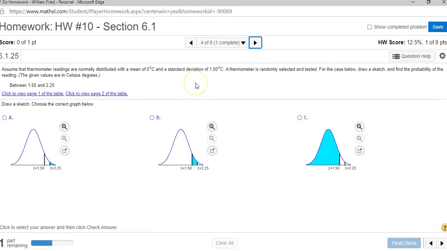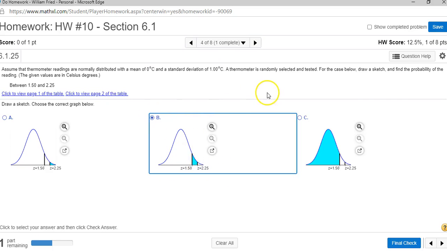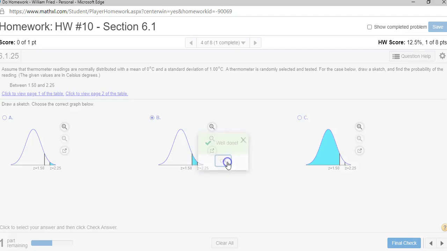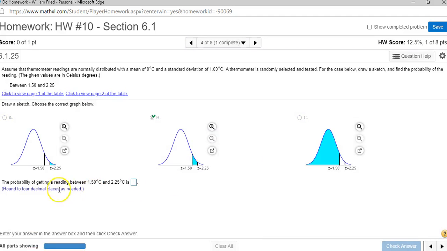Okay, so here the mean is 0, standard deviation 1, so it's a standard normal. The probability is between 1.5 and 2.25. So the picture that represents that here is B. The shaded area is between 1.5 and 2.25. So that answer is B. And then it's going to ask me, let's see, it must ask me for the probability also somewhere. Let's see, choose the correct graph. Okay, that was the correct graph. And then, oh, here's the probability here.